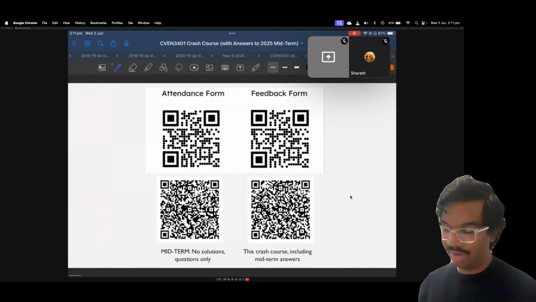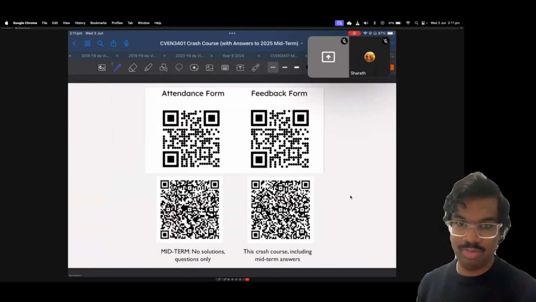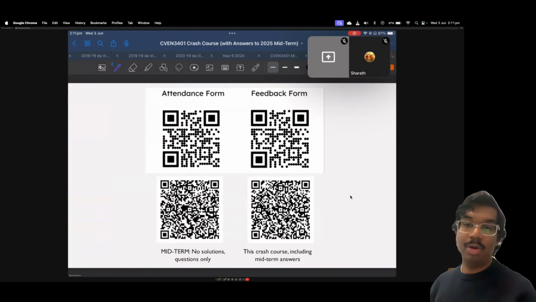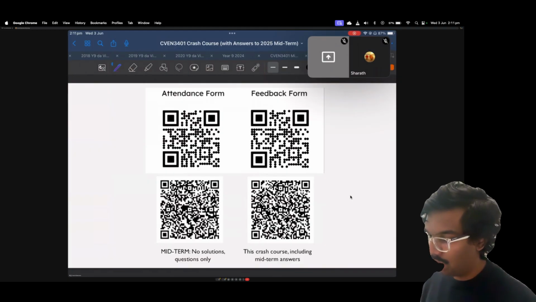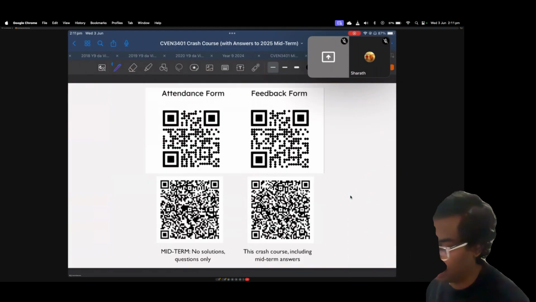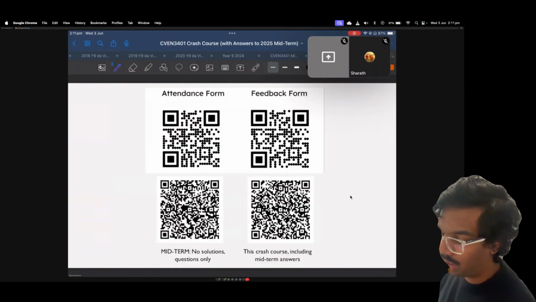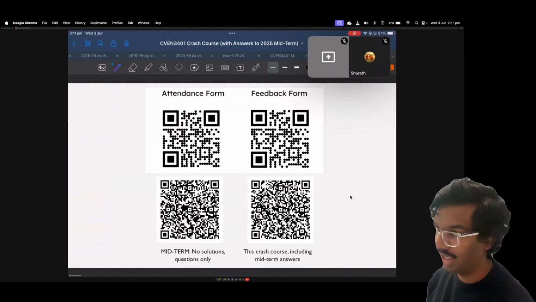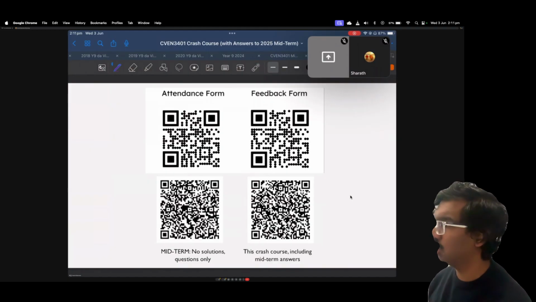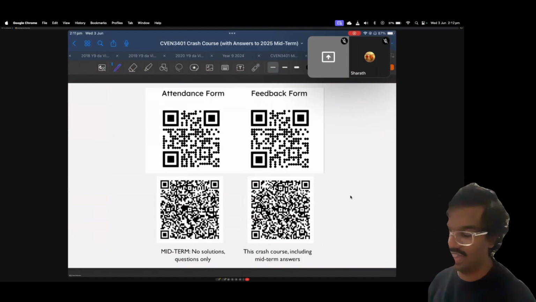So I've got quite a few QR codes here. If you're watching, just pause the video. Obviously, if you're watching, you can ignore the top 2, but the bottom 2 are really important. The bottom left one is a QR code for the midterm. If you guys can let me know if it works, it should go to my OneDrive and then you should be able to see it.